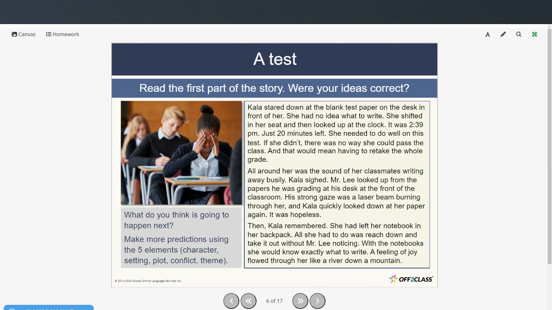So what do you think is going to happen in this story next? Make some predictions using the 5 elements. Character. So we have Kayla and Mr. Lee are basically the main characters. The setting, a classroom. The plot, she is struggling to do well on a test. The conflict is whether or not she's going to cheat. And the theme could probably be something like honesty or academic pressure. So these are some possible themes.